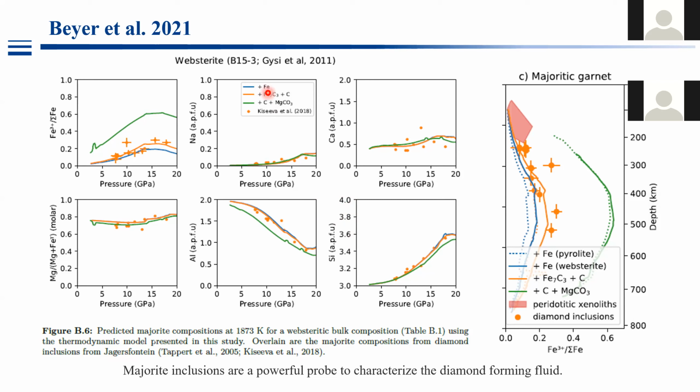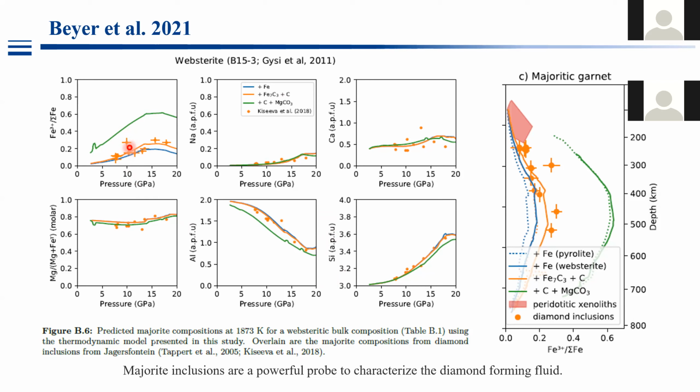And we can see these three curves correspond to the values at iron saturation, carbide, and carbonate saturation, where carbon is diamond. And we can see the agreement in major element chemistry is remarkable.